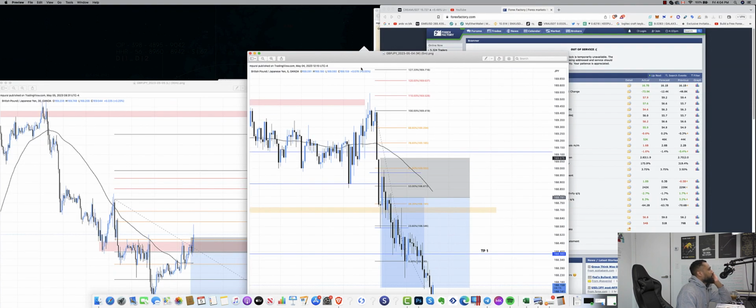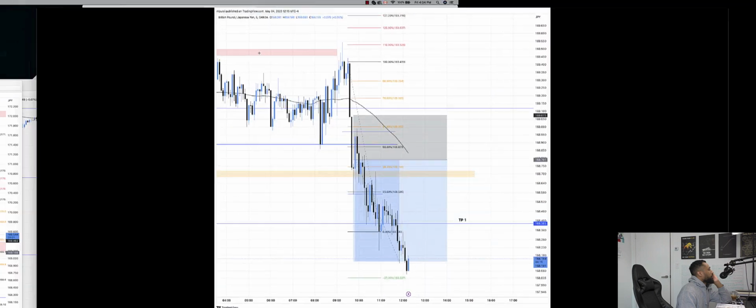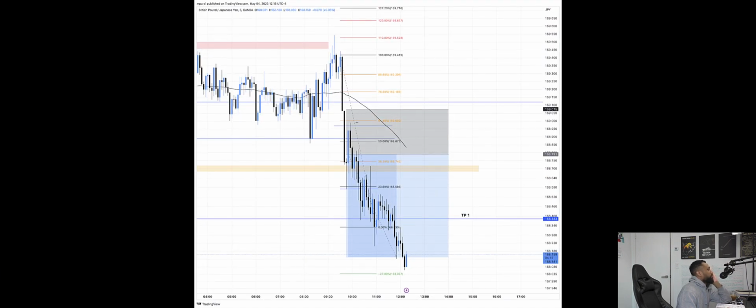If we look at the next trade, this was a good trade. We saw the resistance, saw the candle break down, entered, and then the price just kept pushing down, took our first take profit here, and then let the rest ride down to the take profit. So that was a good trade.